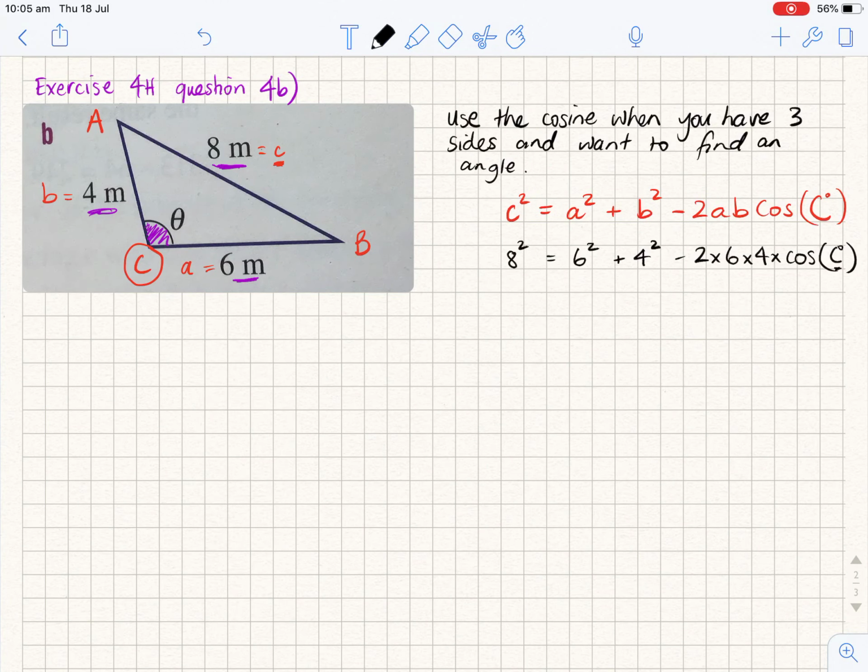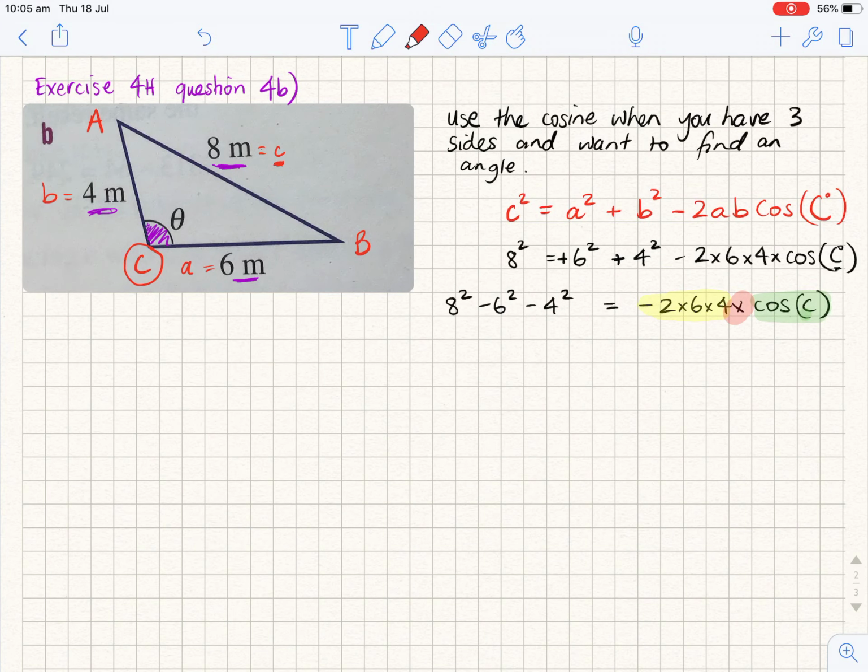So the simple thing is, I just now have to use my algebra skills and work backwards. So I have to do the opposite of plussing 6 squared and the opposite of plussing 4 squared. I'm going to do that in one step and do 8 squared, subtract 6 squared, subtract 4 squared. Which gives me minus 2 times 6 times 4 times cos of C. Now this is the part that has C. This is everything else, and it is being multiplied.